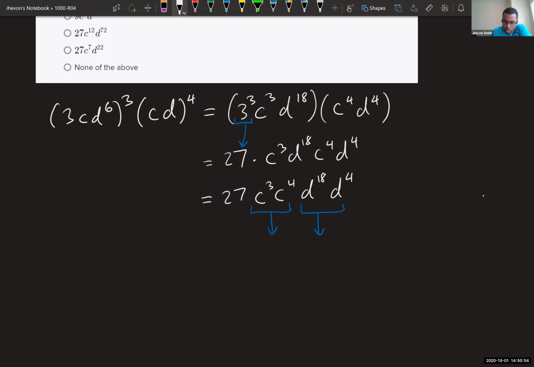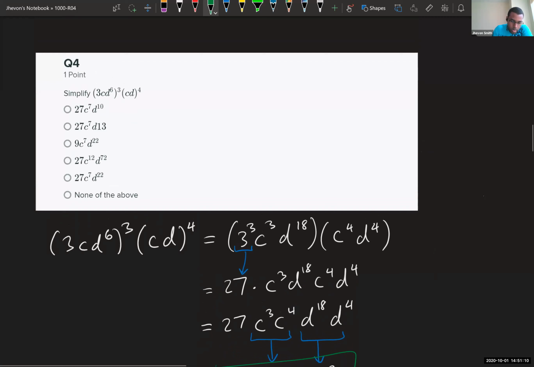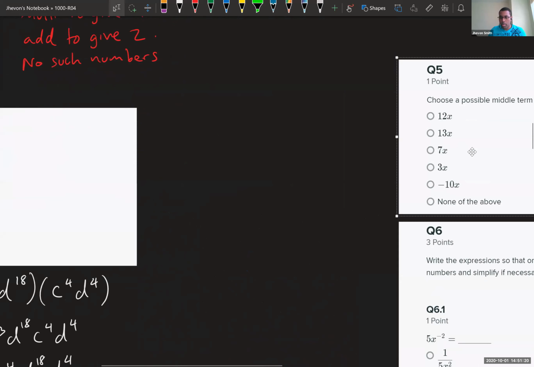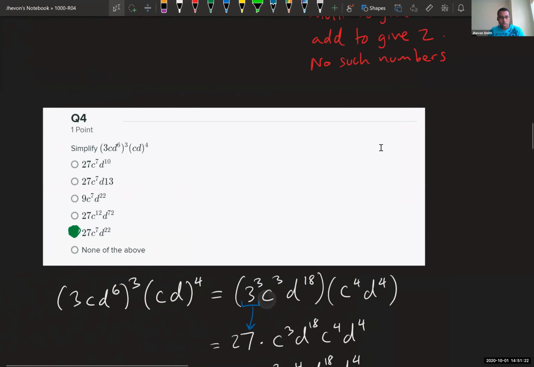So then that would become c to the, I add the powers, so that's 7. D to the, add the powers, 22. Right? And that's the answer. And that's this option here. Okay, awesome. Let's keep going.